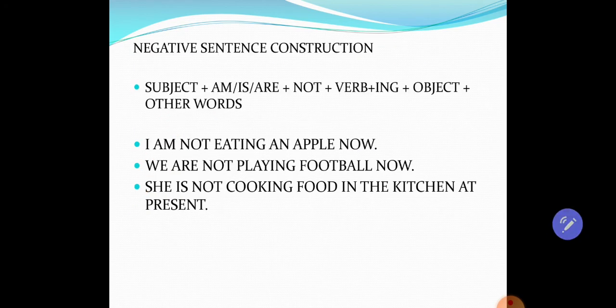Now, how to change this to a negative sentence? By adding only one word, not. You have to just put it at the proper place, like subject, am, is, are, then not, then verb with ing, object and other words. The sentence will be like I am not eating an apple now. We are not playing football now. She is not cooking food in the kitchen at present. So this is a very easy negative construction.